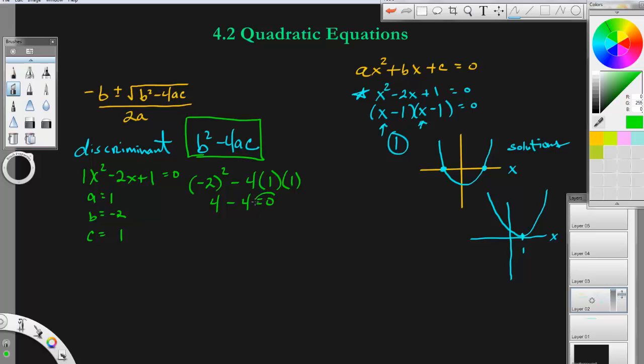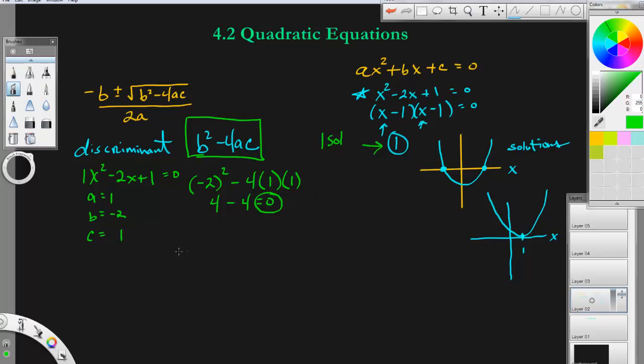So this is a great example of what happens, and I didn't really mean for it to happen, but it kind of accidentally happened here, so that's why I'm talking about it, where the discriminant equals 0. If the discriminant equals 0, then you have one solution. It's rare that this happens, but it does happen.